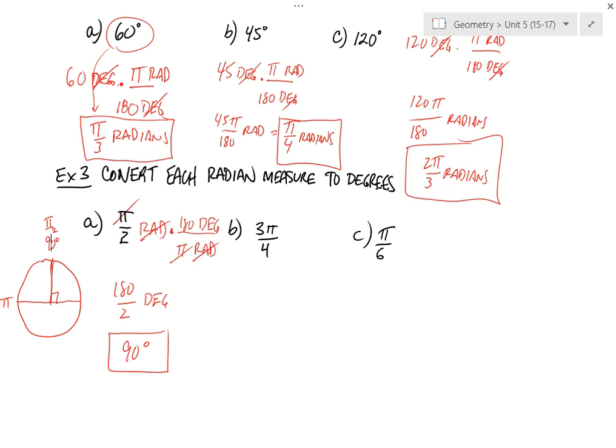Okay, go ahead and press pause on your video player and try examples B and C, and then press play when you're ready to check your work.